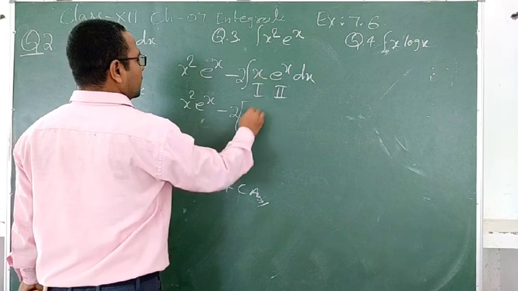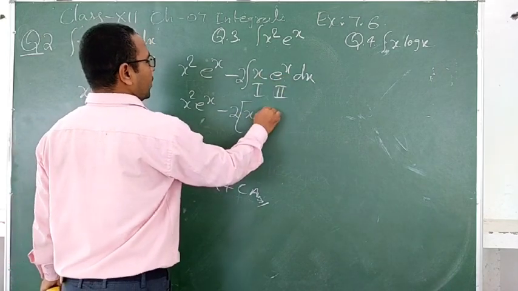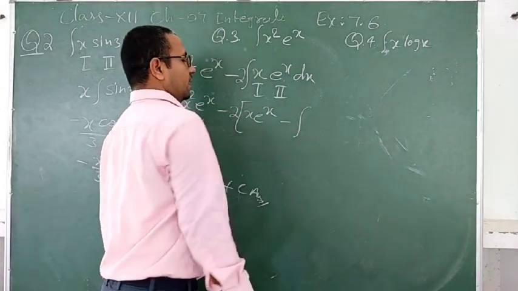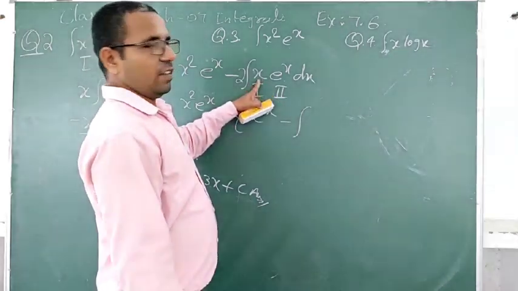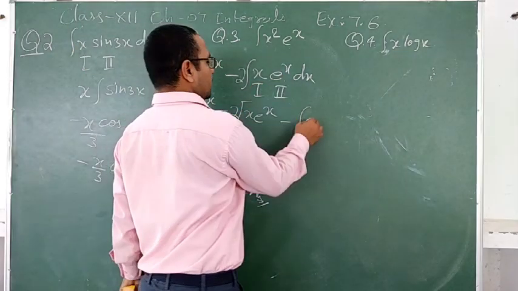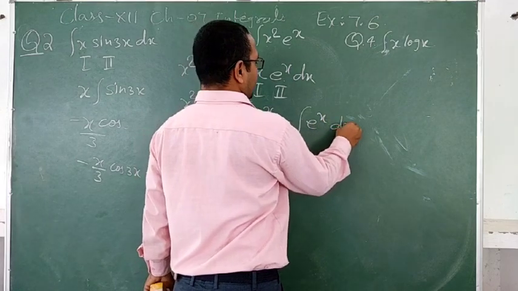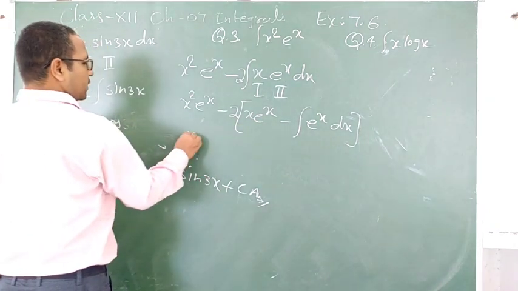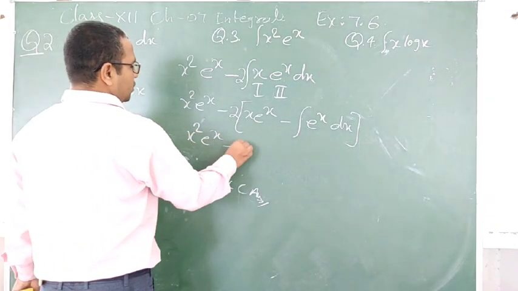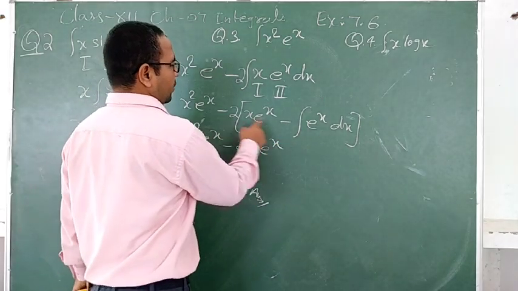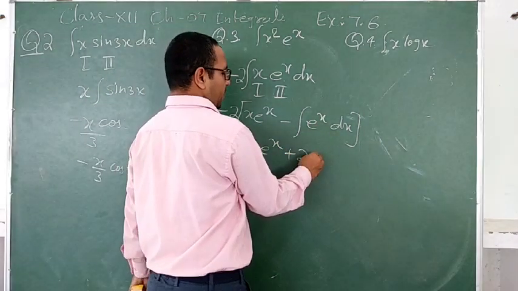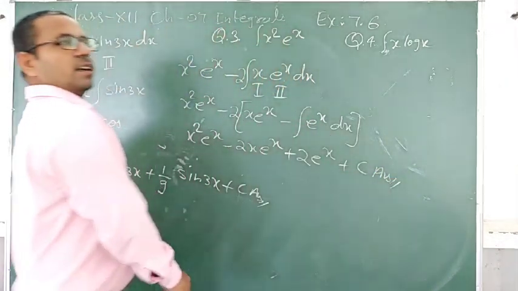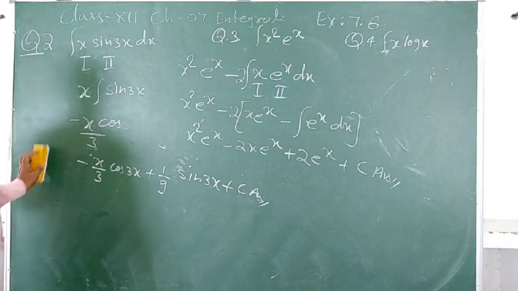So the first function is x, the integral of the second function e to the power x, and again with a negative sign minus the integral of the differentiation of the first function, that is the integral of the second function e to the power x dx. So we have to integrate this one and open the bracket by multiplying with this minus 2. So x square e to the power x minus 2x e to the power x, minus minus plus 2 e to the power x, the integral of e to the power x, which is one constant, and put it as the answer. Clear, students?